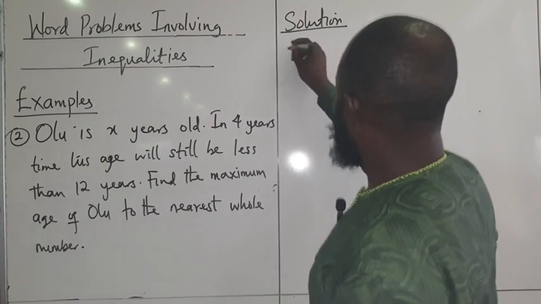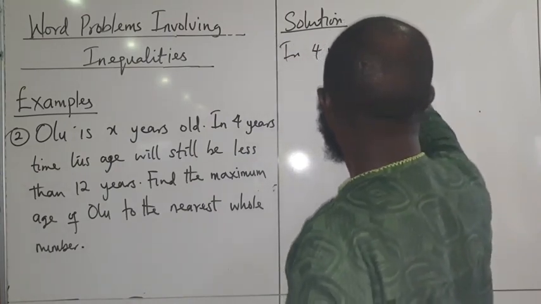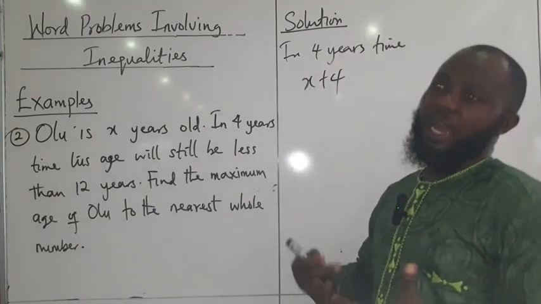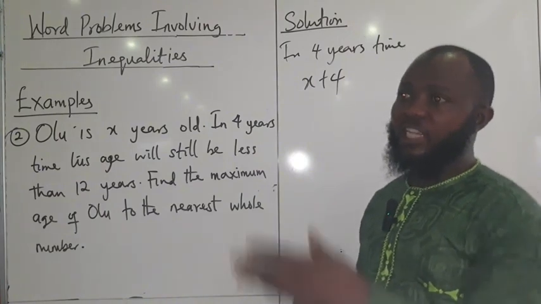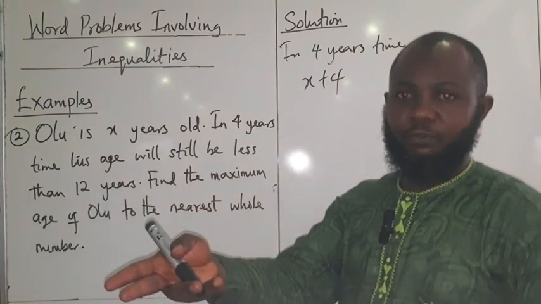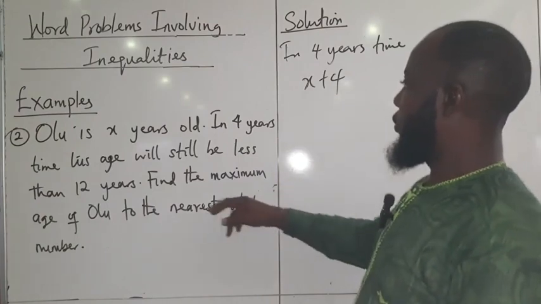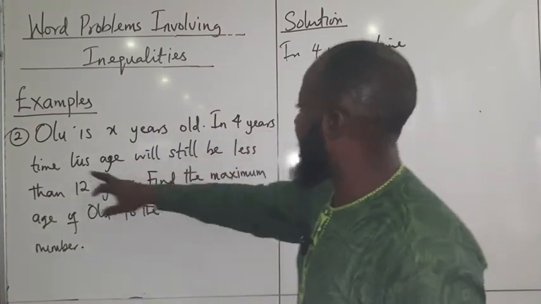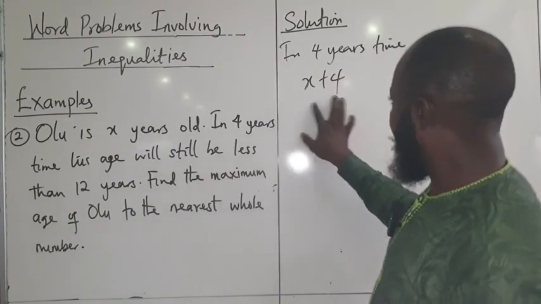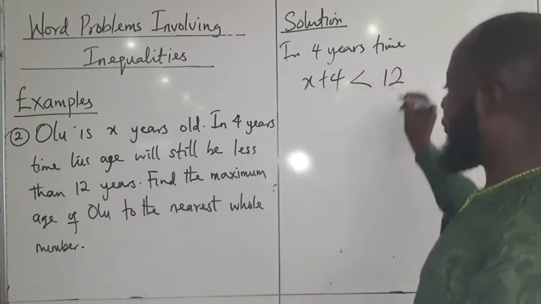So in 4 years' time, his age is what? X plus 4. Just like, assuming I'm 5 years old now. So in the next 4 years, I'll be what? That is 5 years plus the next 4 years, making it 9 years. So that is what is meant by this one. Is that clear? So in 4 years' time, this age will still be less than 12.